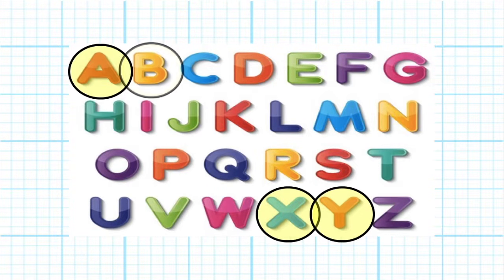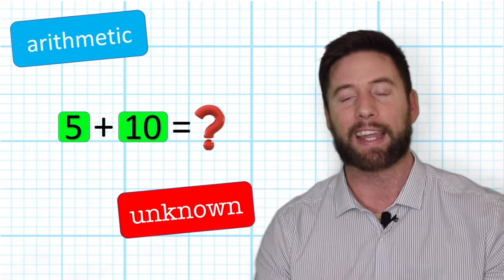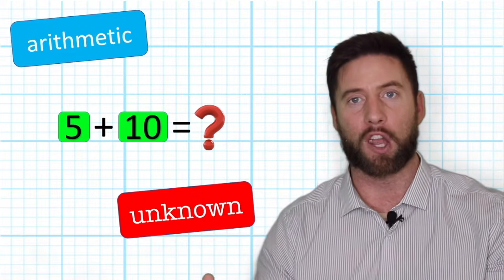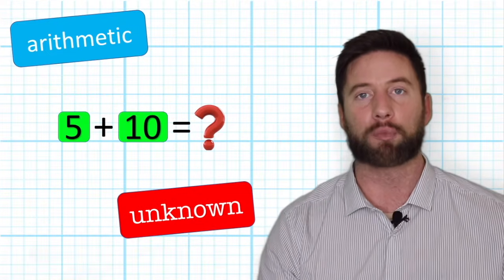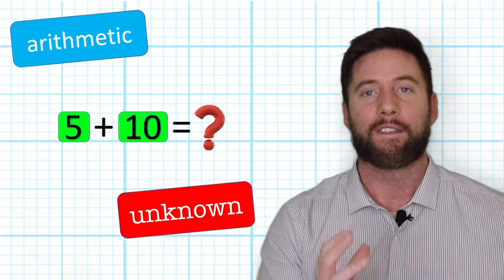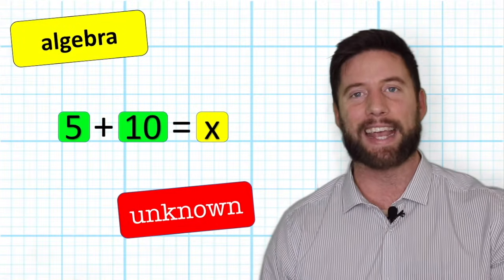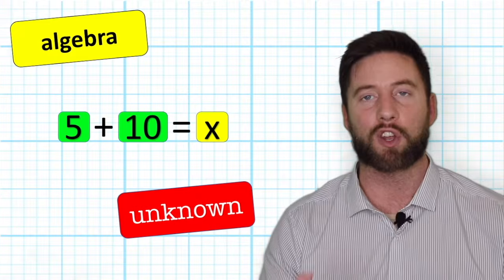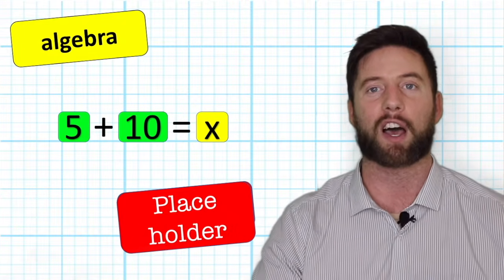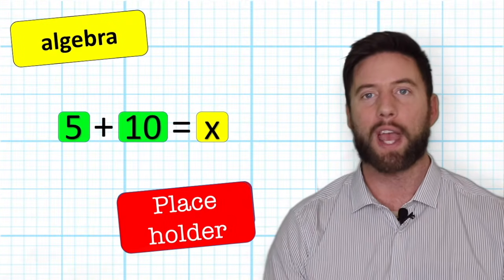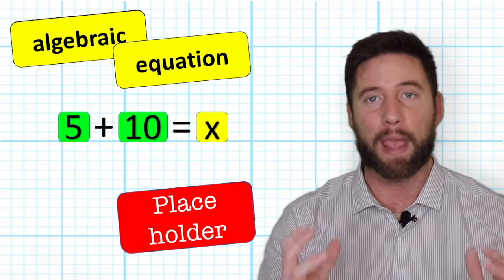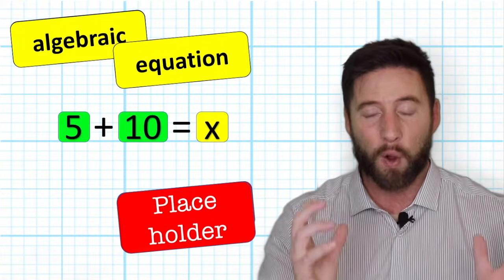So in arithmetic, we would leave it as this: 5 plus 10 equals unknown. In algebra, we would have 5 add 10 equals x. The x in this case is a placeholder and it stands for the number that we have not got the answer for yet. So what we have created is a very basic algebraic equation.